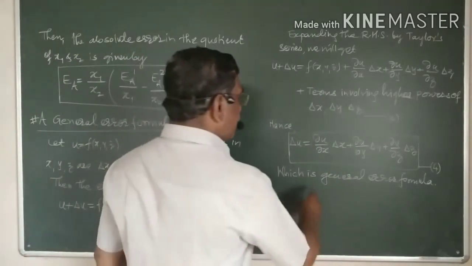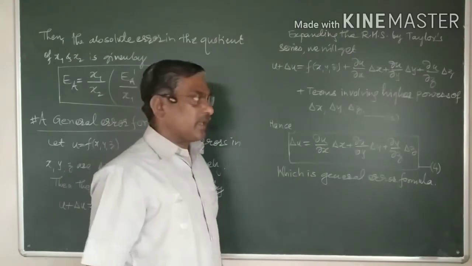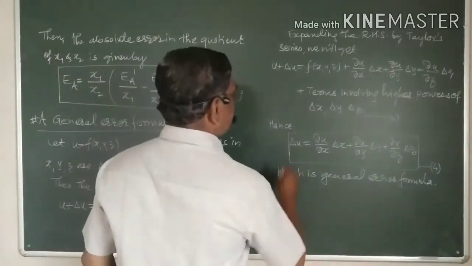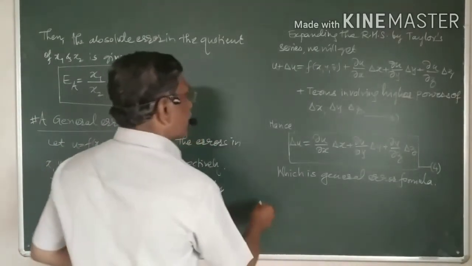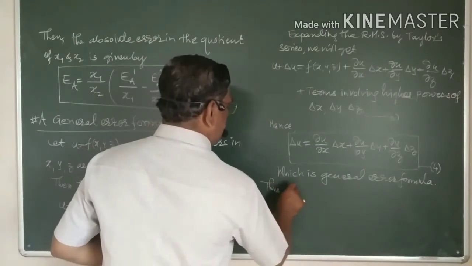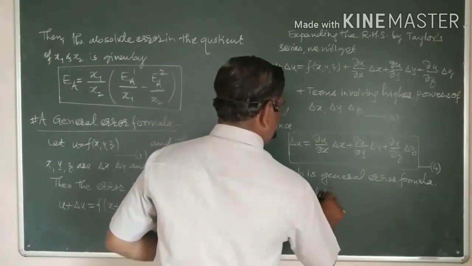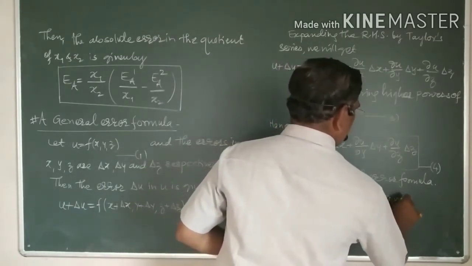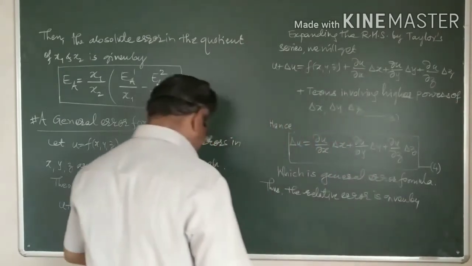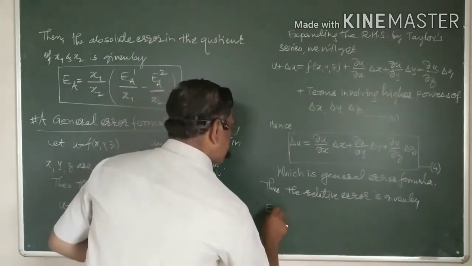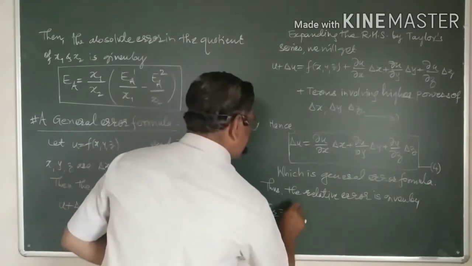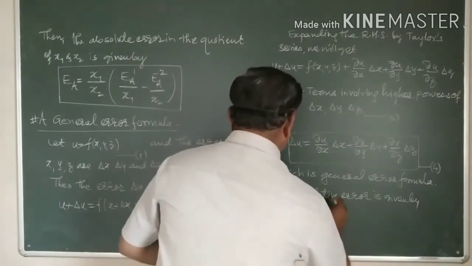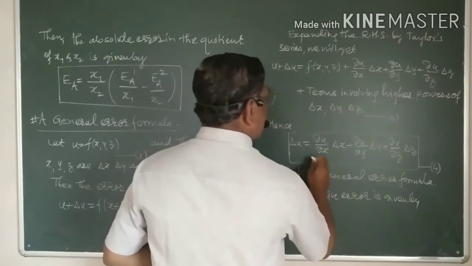Now, if you want to find the relative error by using the general error formula, how do you get it? That we are going to write now. The relative error is given by ER, which is nothing but del u upon u.